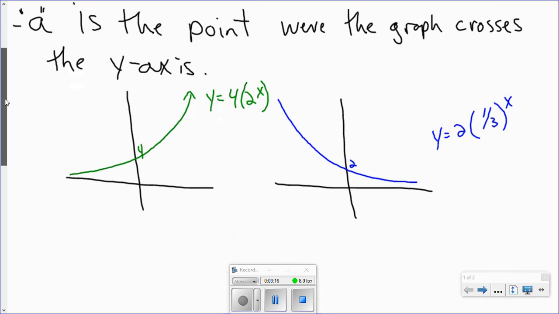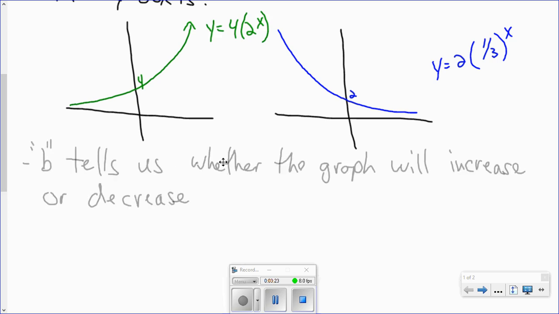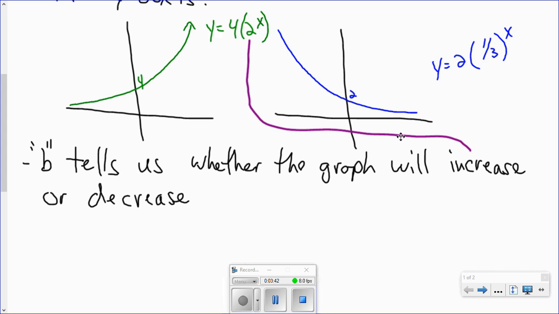So now we're going to go and take a look at some information. Now, the B tells us whether the graph will increase or decrease. If I look at this graph, if I look at the green graph, the 4 tells us that the starting value is 4, and we can see that on our graph right here, the y-intercept. And it's increasing because the 2 is associated with the exponent x, which means that your numbers are doubling every time.